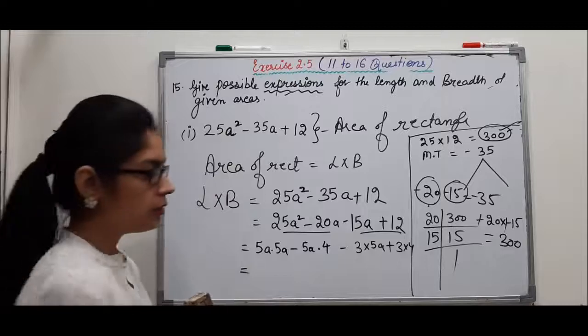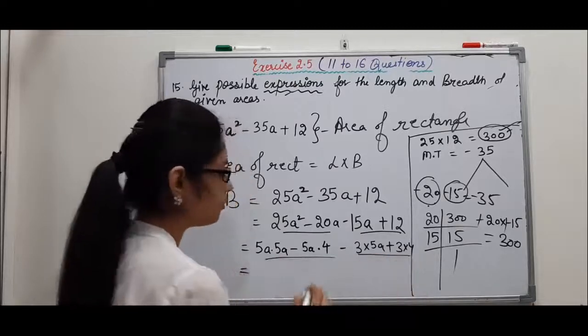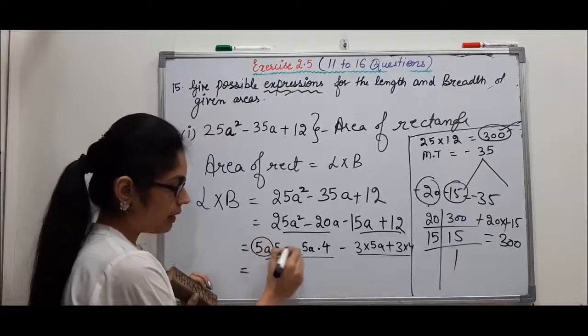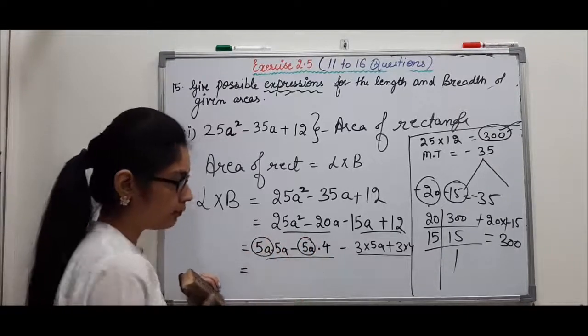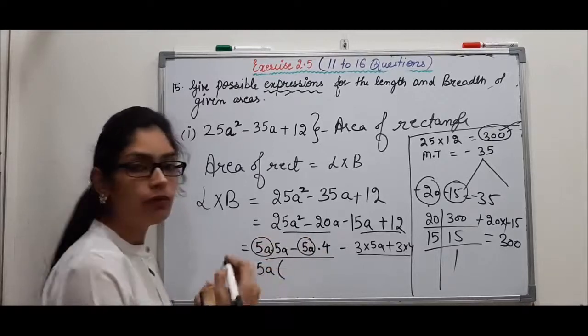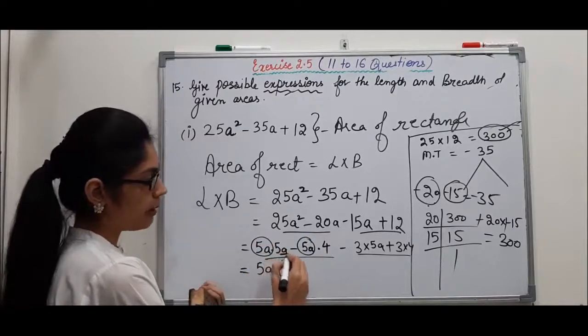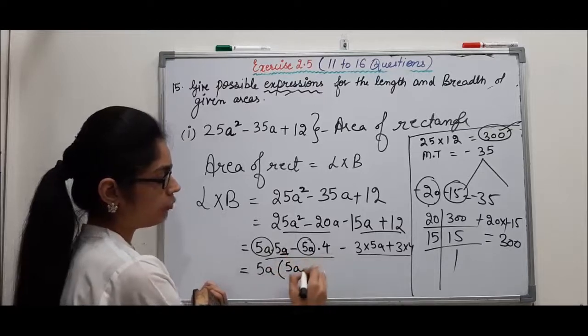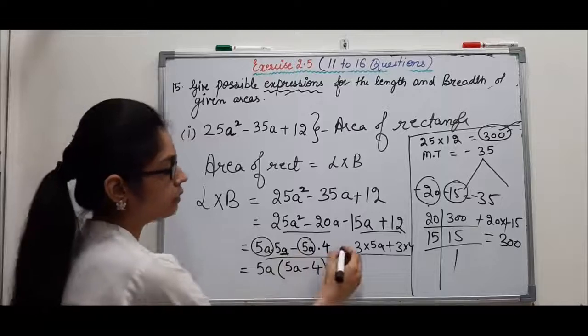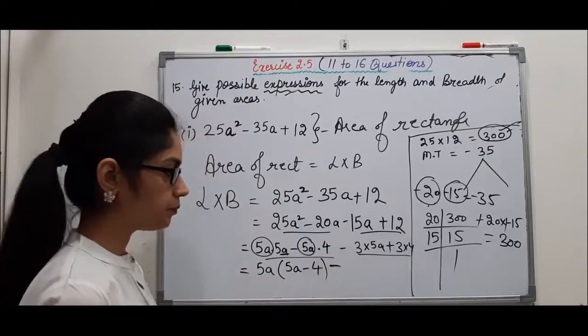Why are we writing in this way? This is one pair, this is one pair, because we have to take out common terms. So here 5a is present in both the terms. So 5a is common, so I will write it out, and inside I will write the remaining terms. So 5a I am left with, and here 4, minus sign as it is. So 5a minus 4.